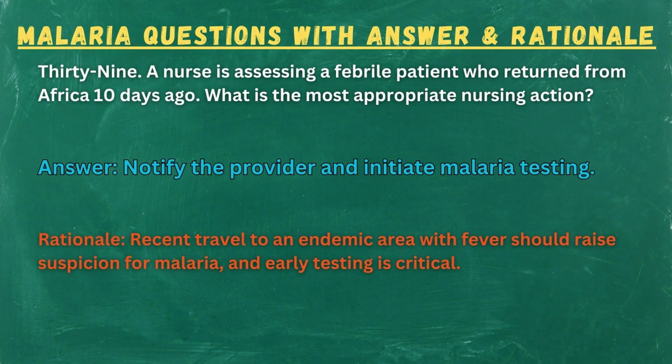39. A nurse is assessing a febrile patient who returned from Africa 10 days ago. What is the most appropriate nursing action? Answer: Notify the provider and initiate malaria testing. Rationale: Recent travel to an endemic area with fever should raise suspicion for malaria, and early testing is critical.